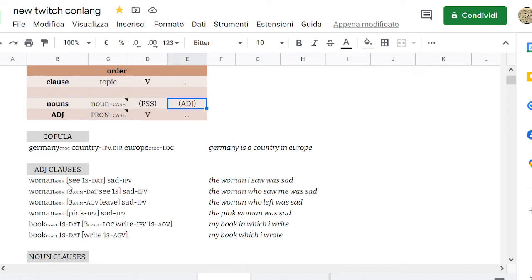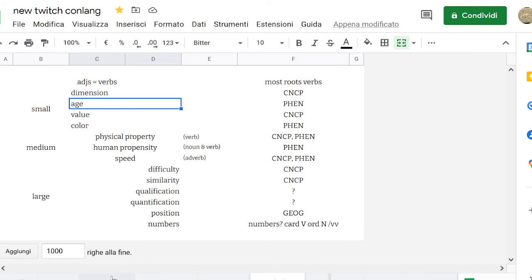Those are going to come next. And then adjectives after that. And then the adjectives are basically verbs. So verb clauses, and if they have any objects or anything like that, then they come after the verb. So that's adjectives done. So I could actually cross that off too.